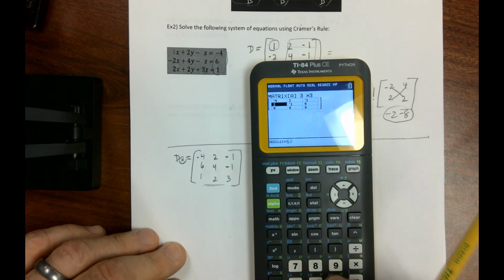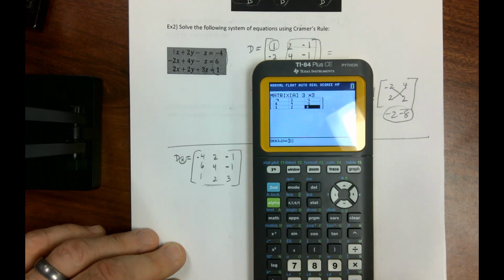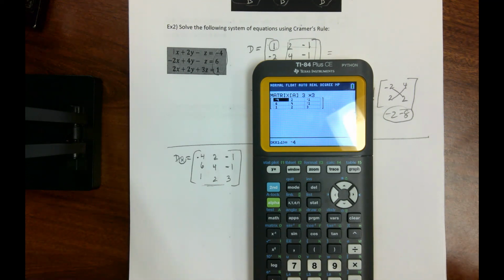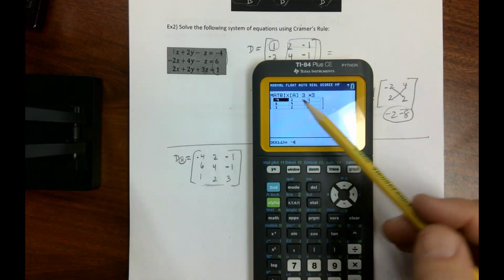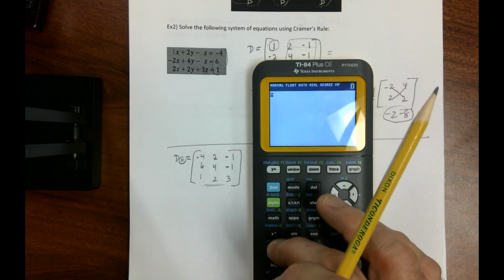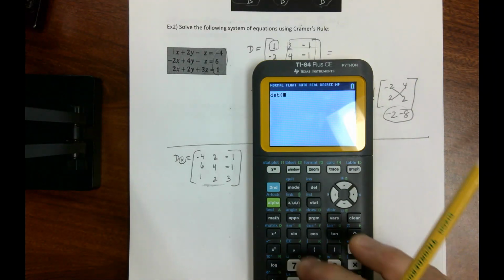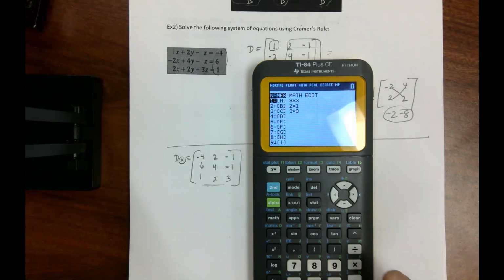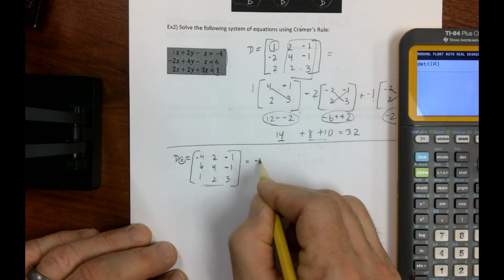And 6, 4, negative 1, enter, 1, 2, 3, enter. Okay, so now we're going to find the determinant. So second quit, don't forget it's determinant A. Once you get a list of them, you might forget. So now I'm going to go second, matrix, math, 1, I want A. And now enter, negative 102. So this would be negative 102.